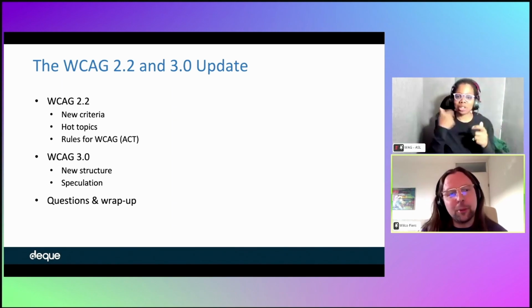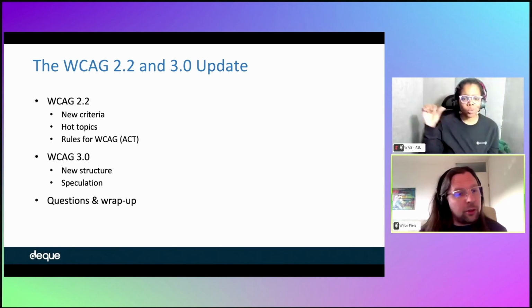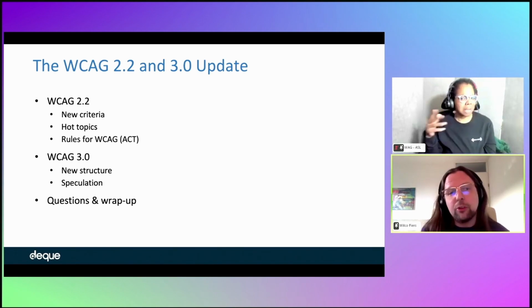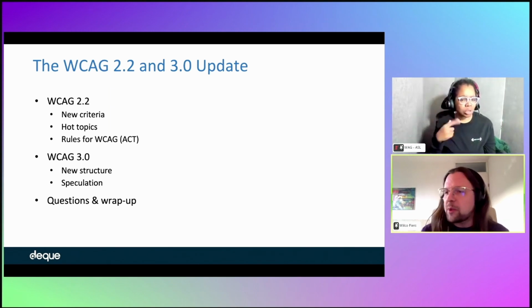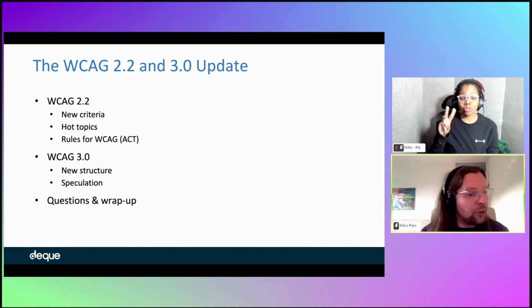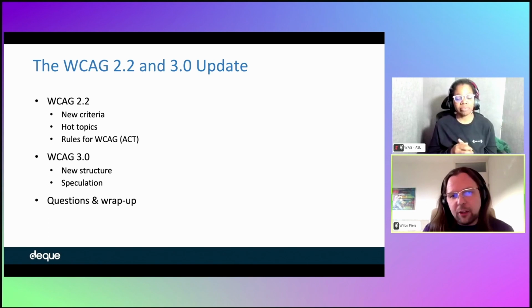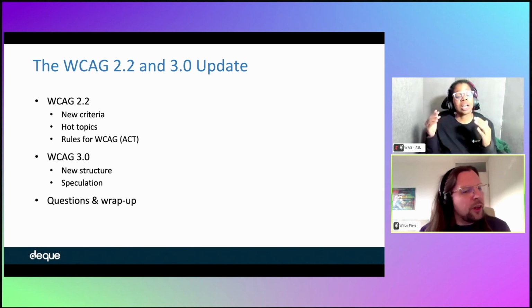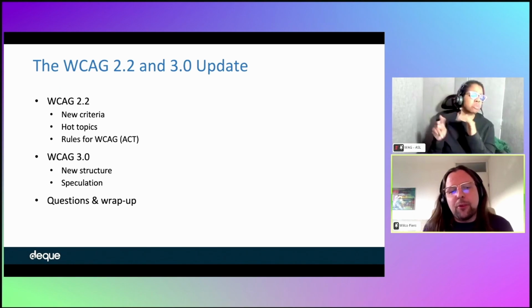So today what I want to talk about is what's going on with WCAG 2.2 and 3.0. We'll look at new success criteria in 2.2. We'll talk about some hot topics, and we will talk a little bit about rules for WCAG that are being developed. Then for WCAG 3, we'll look at the new structure, and we'll speculate about what's coming up next, and we'll wrap up with questions.